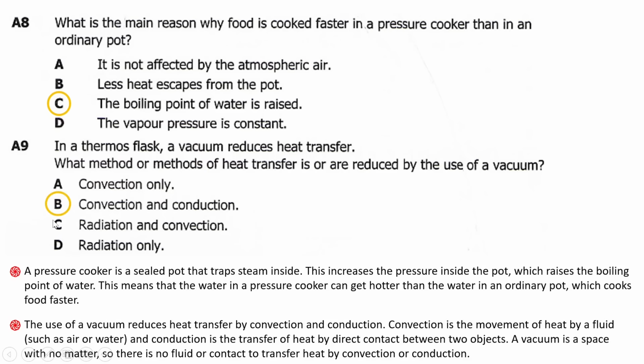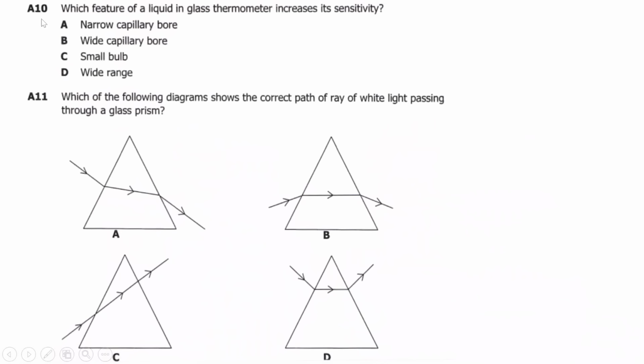B is the answer. If we move to A10, which feature of a liquid in glass thermometer increases its sensitivity? The feature of a liquid in glass thermometer which increases its sensitivity is actually here A, which is narrow capillary bore. Then A11 says, which of the following diagrams shows the correct path of a ray?